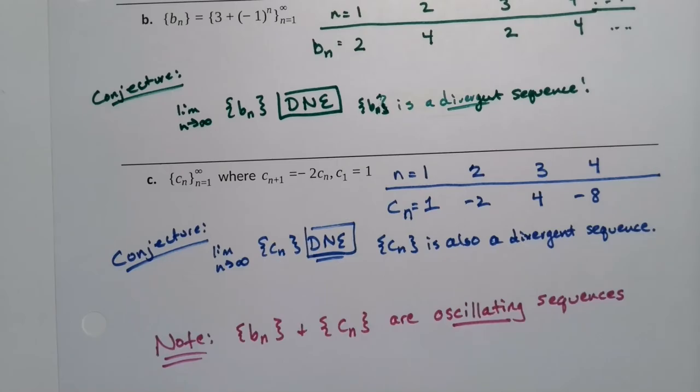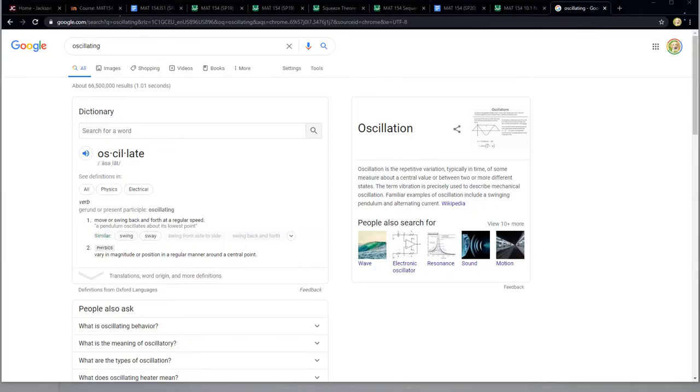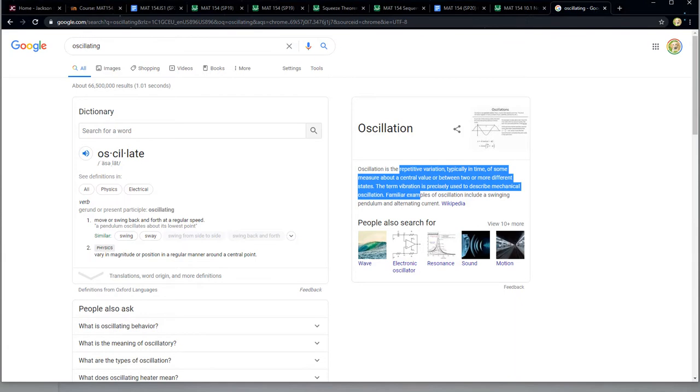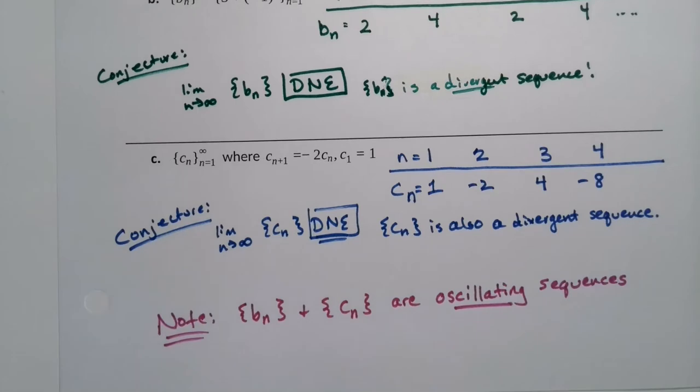Just for fun, I went and Googled the word so you can see it. A gentle swing back and forth at a regular speed, that's implying for a fan, but it's a repetitive variation, typically in time, of some measure from a central value. So you're bouncing back and forth and back and forth, right? Oscillating. That is what's happening with both of these sequences. So I'm just going to make a little note of that.